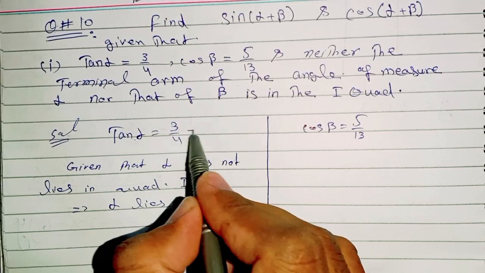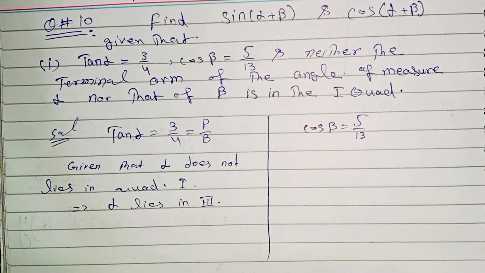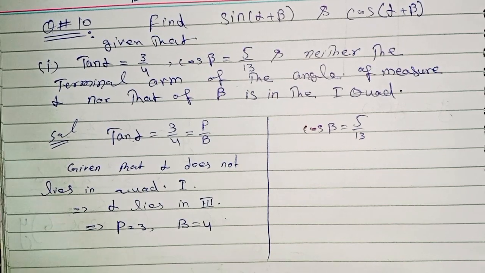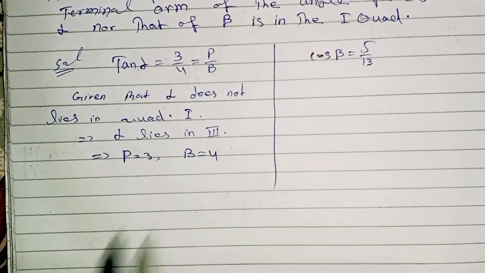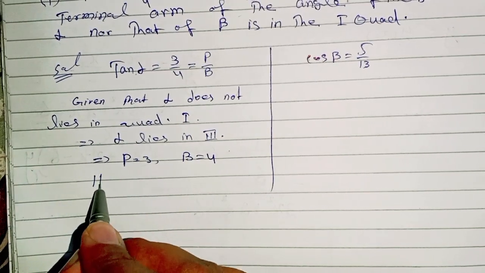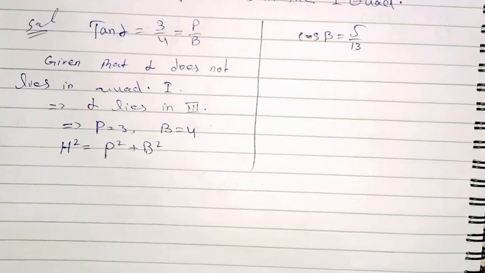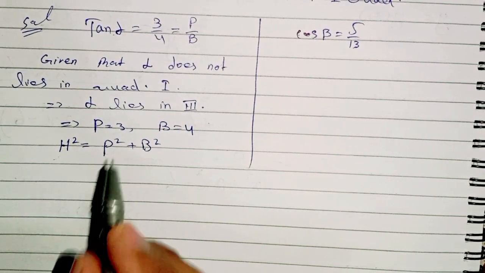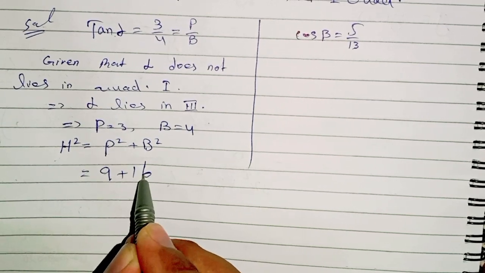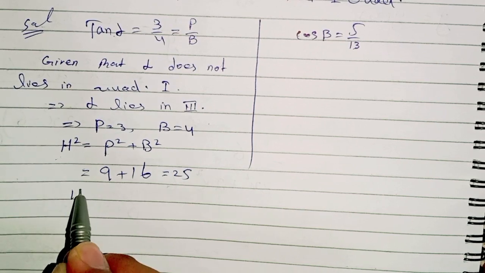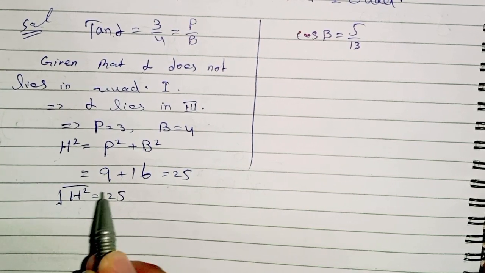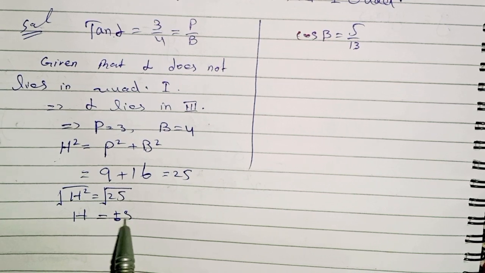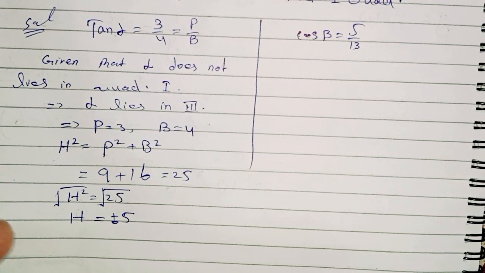We know that tan alpha is equal to perpendicular over base. This implies that P is equal to 3, B is equal to 4. By Pythagoras theorem, h square is equal to p square plus b square. Putting the value of p and b, we have 9 plus 16, which is equal to 25. Taking square root on both sides, h is equal to 5. Because h is length of side, it is always positive.